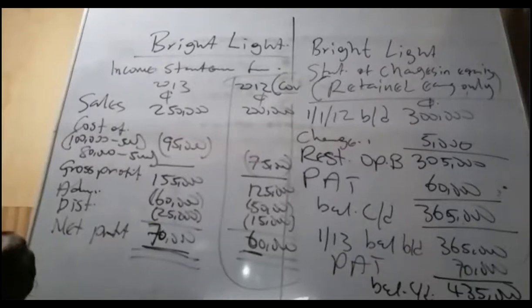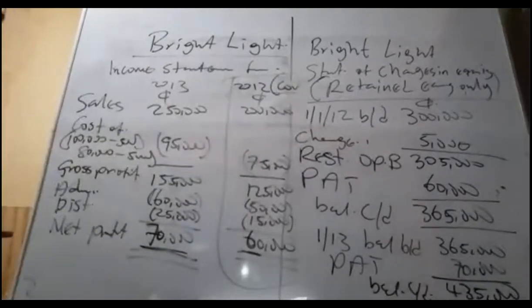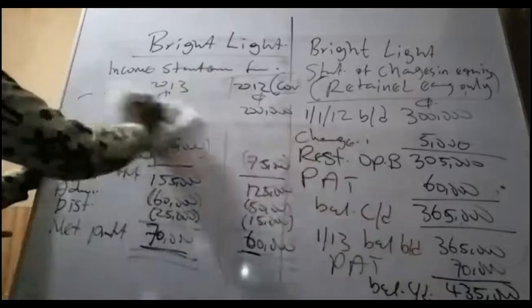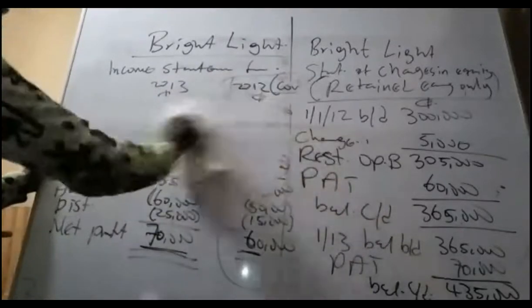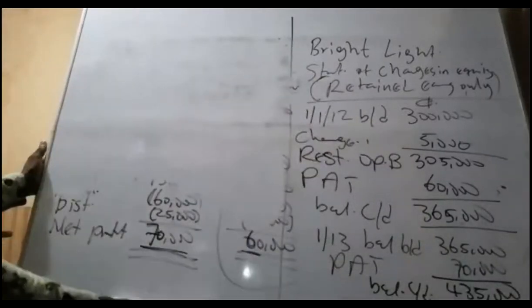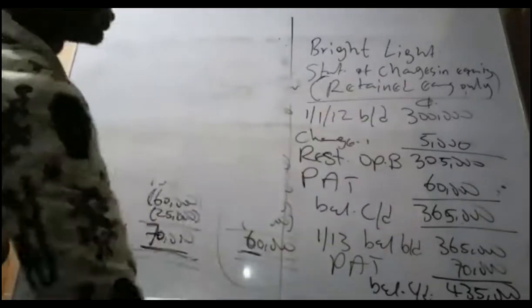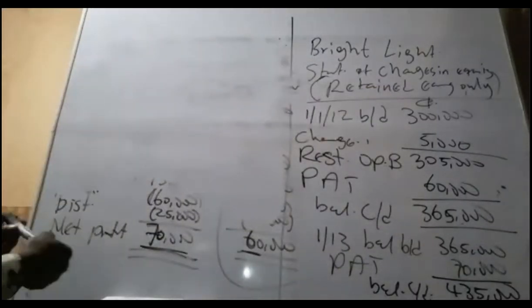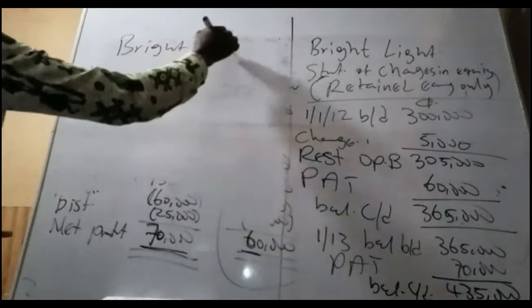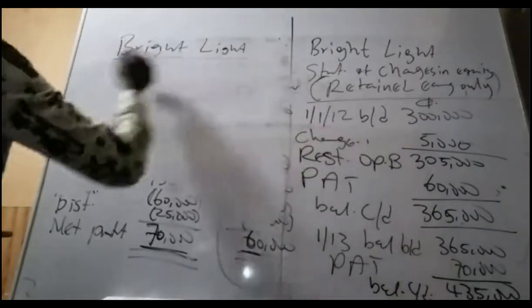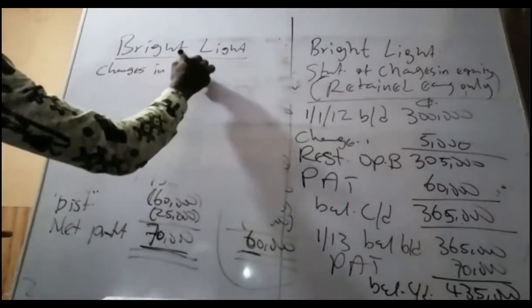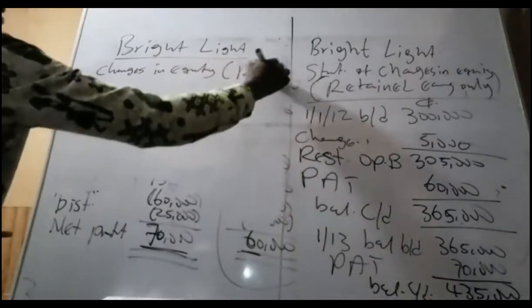That is the balance. Now I want to present an alternative. I'll do that one here. So let me take this section off and do the alternative presentation. I want to do an alternative. So select one. Either you like it this way. This one is a vertical approach. You can also do like this. So now I'll start like this. Bright Light Limited. Changes in equity, right? The changes in equity, in brackets, retained earnings only.